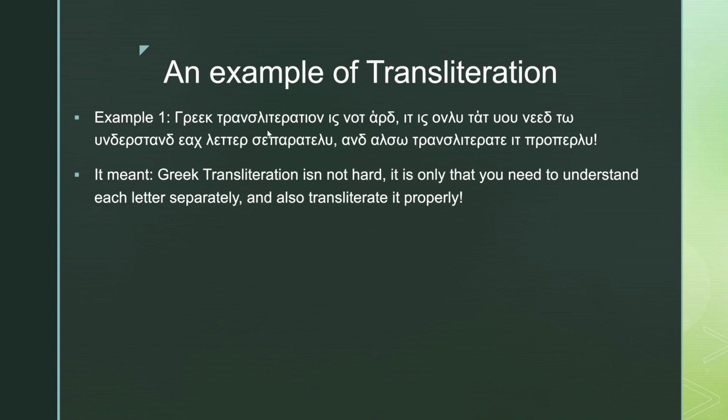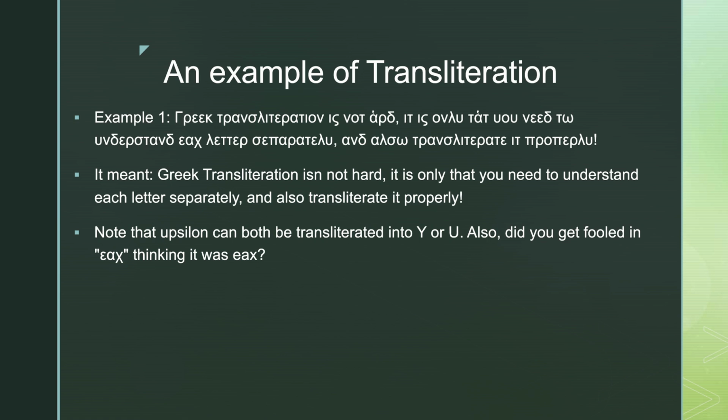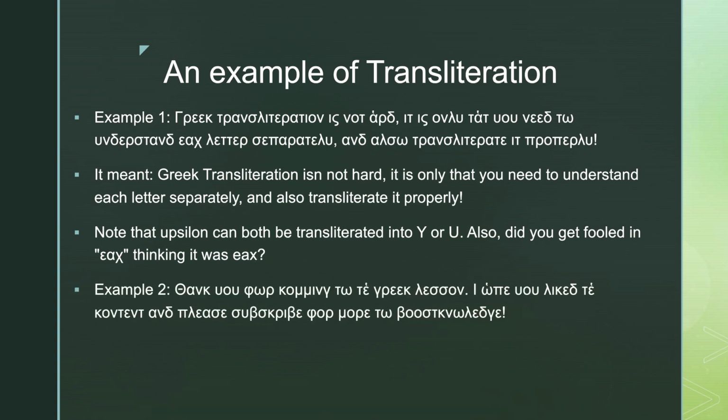And the most crucial thing, did you get wrong this word, epsilon, eta, chi, thinking it was eeks? No, it isn't. It is each. With some more experience, let's do another example.